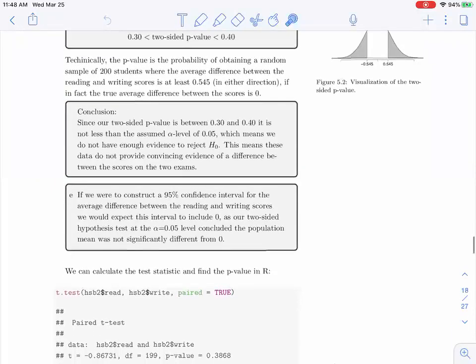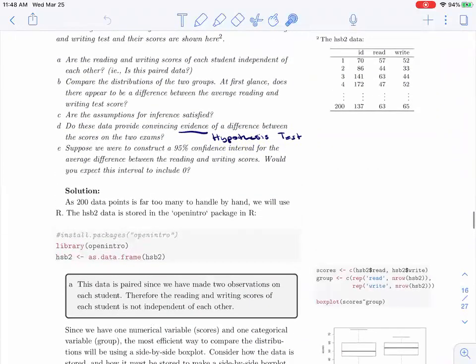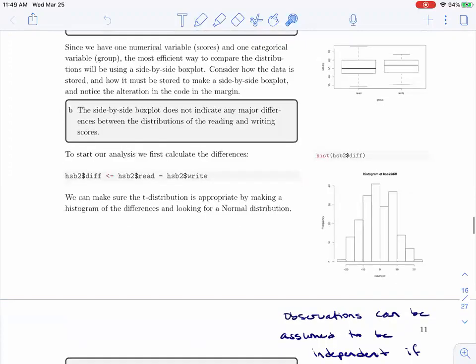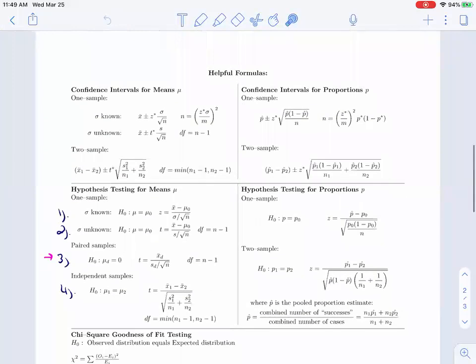The last question, right, was something along the lines of, if you made a confidence interval, yeah, so suppose we were to construct a 95% confidence interval for the average difference between the reading and writing scores, would you expect this interval to include 0? So we can construct a confidence interval. If you go to your formula sheet for paired data, there isn't even one on here, right? Because it's back to the one sample mean sigma unknown case, right? And so we don't even really need a separate formula for it.